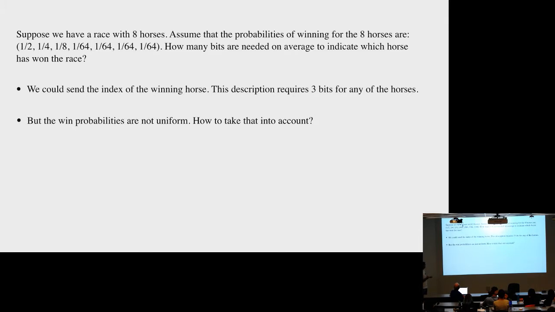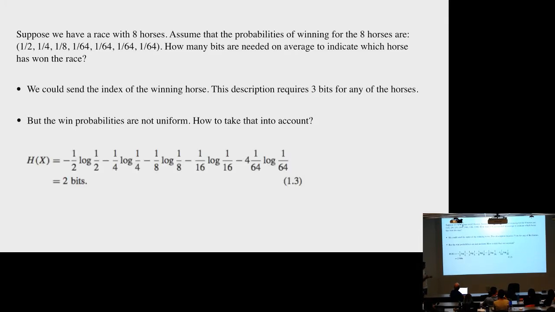And the entropy of the process here, you do your minus p log p, and what you find is 2 bits. So on average, the entropy is an average. On average, you only need 2 bits. So 0, 0, 0, 1, 1, 0, etc. to encode the winner. Okay, yes?